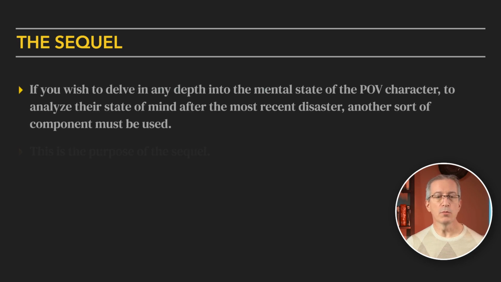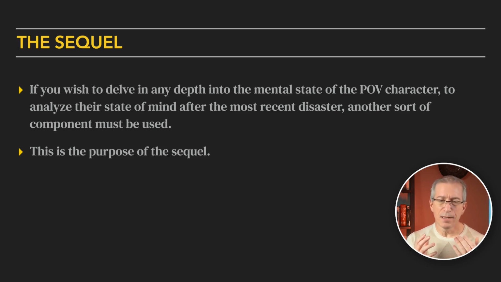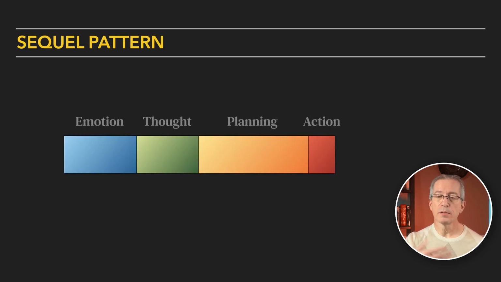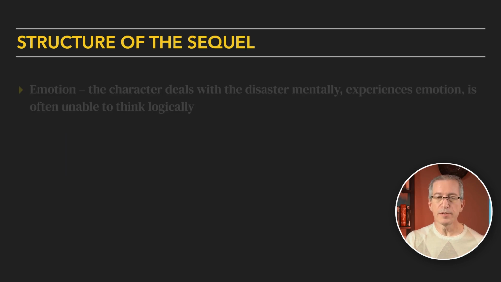And then there's the sequel. If you want to delve in any depth into the mental state of the POV character, to analyze their state of mind after the most recent disaster, another sort of component is used. And that's the purpose of the sequel. And so the sequel follows a pattern. It has emotion, thought, planning, and action. And what this is trying to do is to model the way humans work. So let's talk about these in detail.